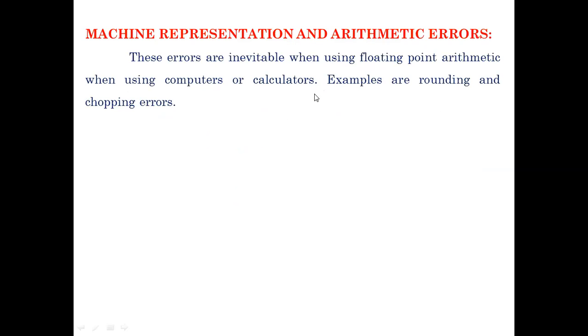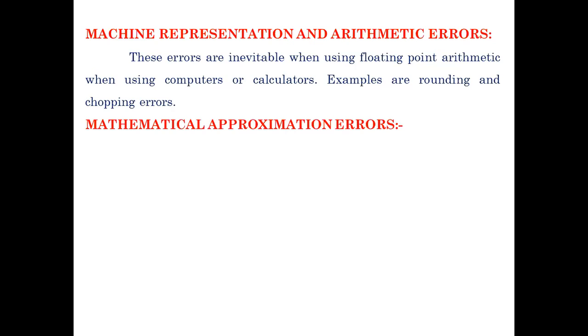For example, when we divide or multiply two numbers, sometimes there are 12 or 10 digits, and it is rounded. Those errors are corrected and reduced to maybe 5 or 6 digits, so that we can use it in the computer.